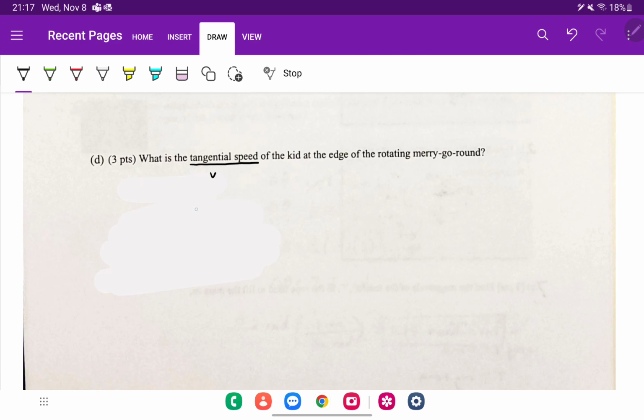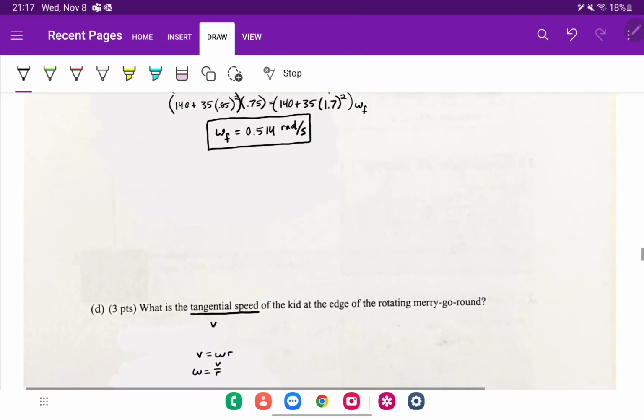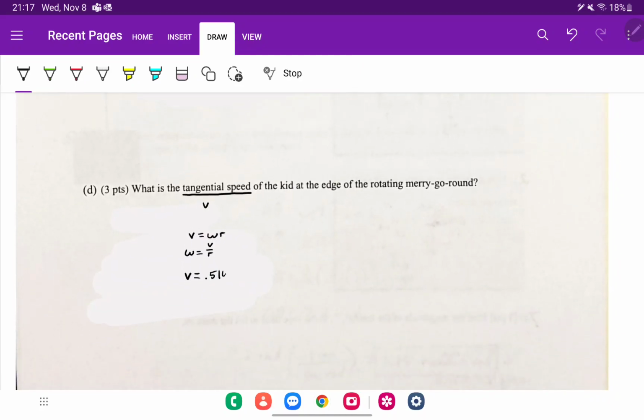So all we have to do is reference our one equation that says V equals omega R. I don't think your equation sheet writes it as V over R, but either way, both of these will give you the right answer, because when we plug in our omega and our R, we're just left with our V. So V equals our omega that we just calculated, so 0.514, times our radius of 1.7 meters, and our final V is 0.874 meters per second. And that's it for workout problem 1.